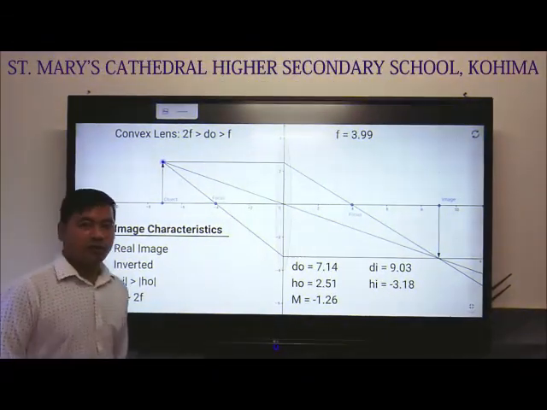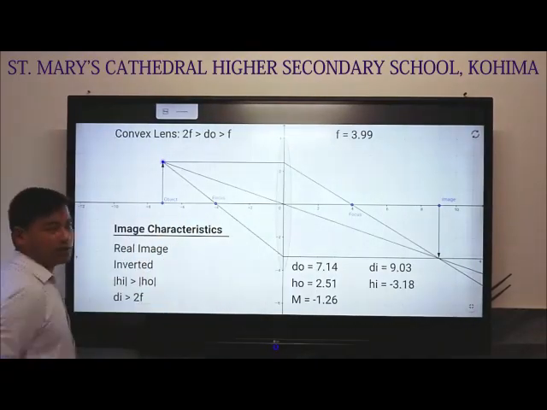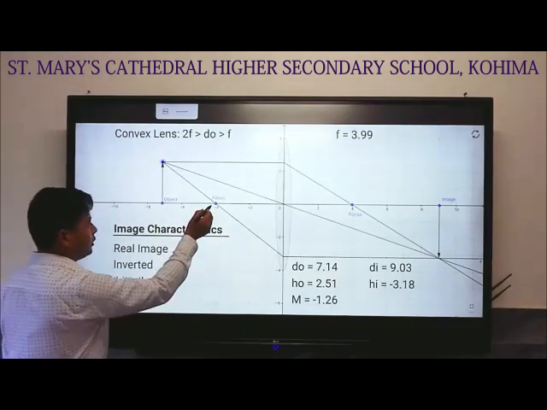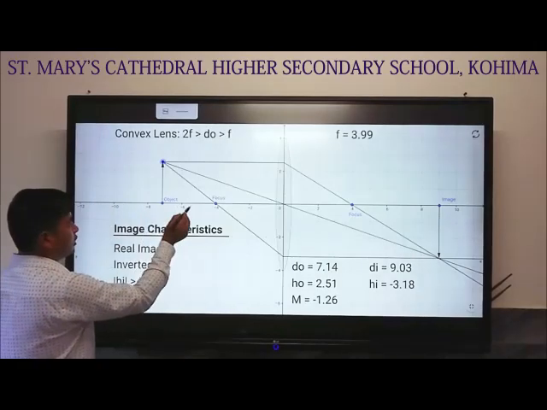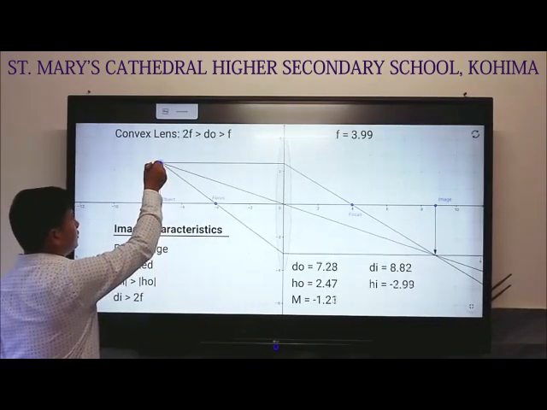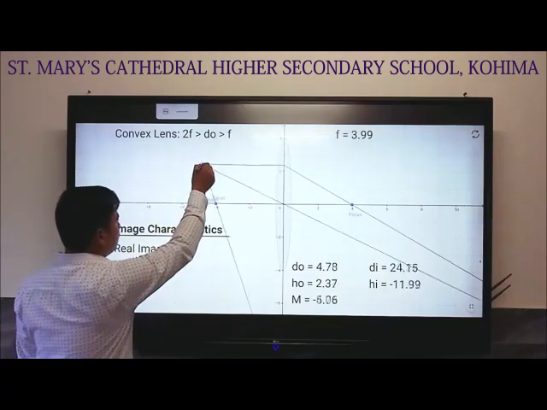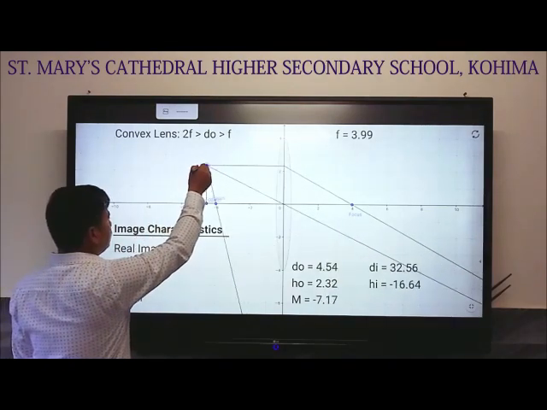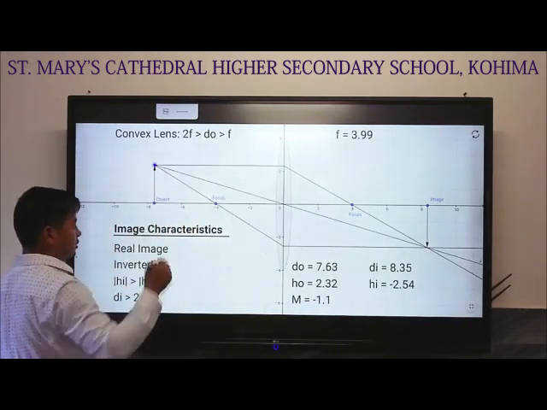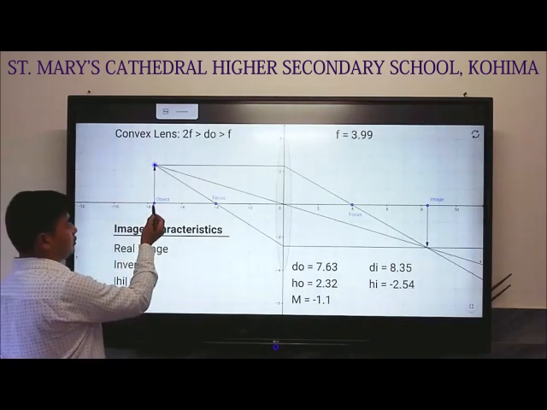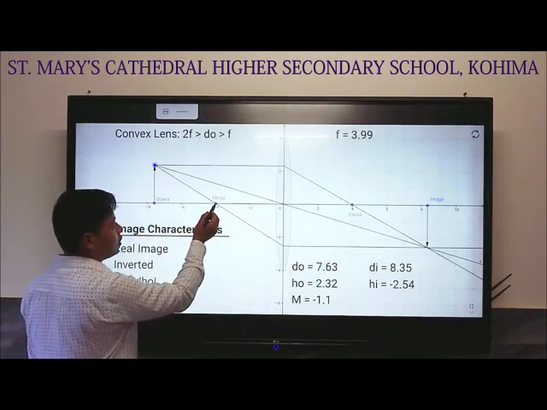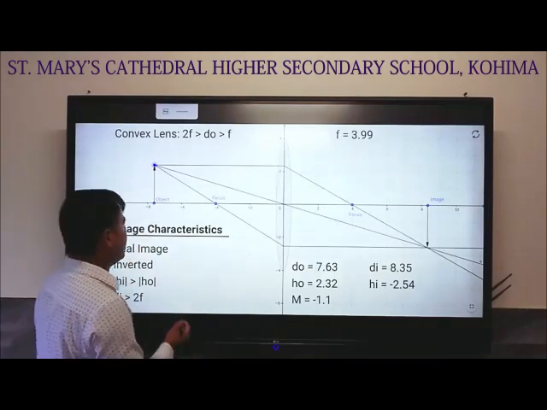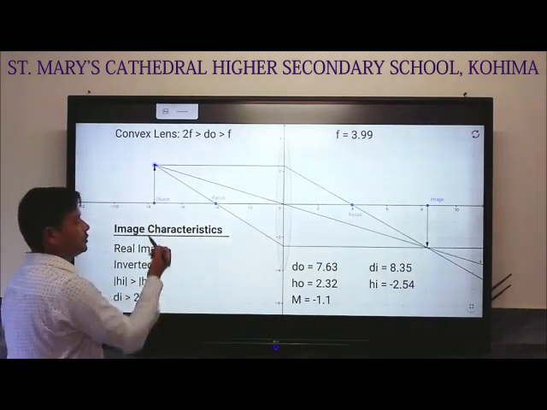The next position of the object is between the focus and the center of curvature. So when we put the object, see here in front of the lens, -8 and 4 are the positions. If we put the object in between these two points, then we call that object position between focus and center of curvature. As you can see, we can put the object here, not at 4 or at 8. This position of the object we call between focus and center of curvature.